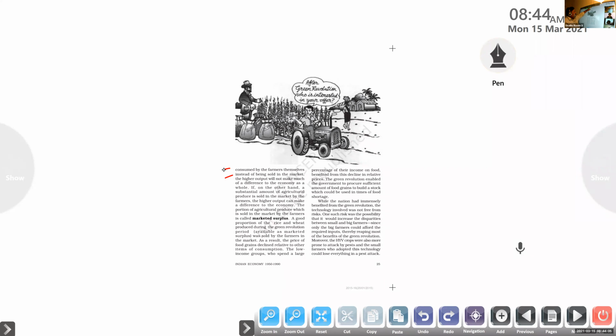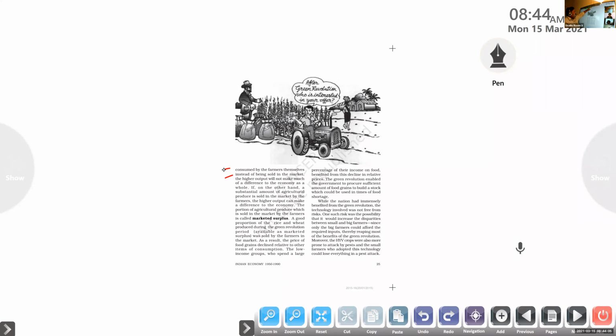Class 10, you studied all these things: intensive subsistence farming, extensive subsistence farming, commercial farming, plantation. Remembering all these words. What do you mean by subsistence farming there? We are cultivating for our own use. Okay, clear or not? We are cultivating for our own use. That's why subsistence farming. Basically, primitive methods they are using there.